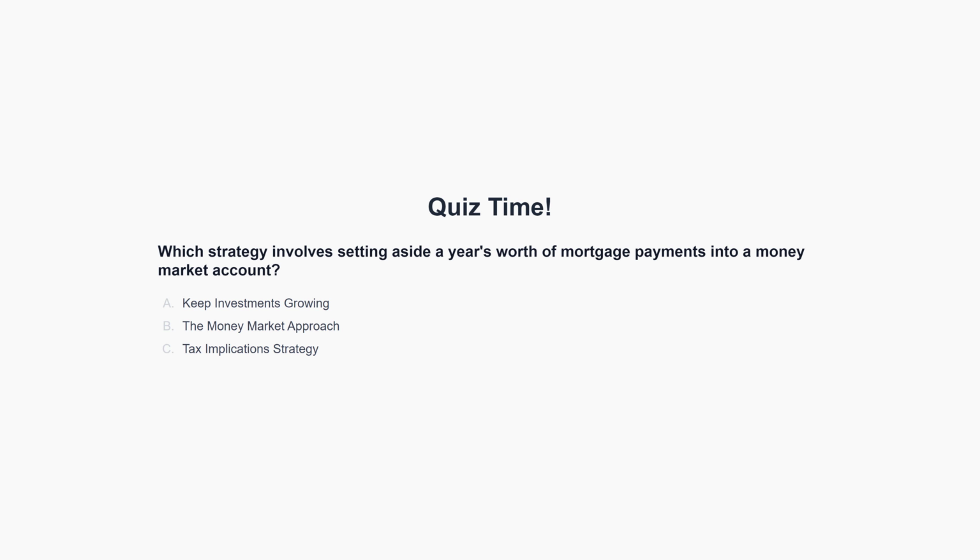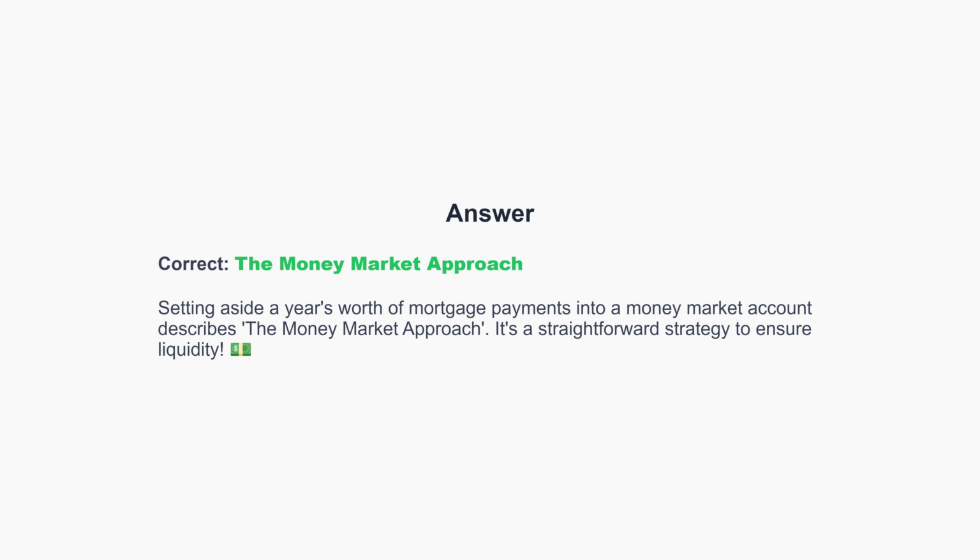It's quiz time. Here's your question. Which strategy involves setting aside a year's worth of mortgage payments into a money market account? Is it Keep Investments Growing, the Money Market approach, or Tax Implication strategy? You may pause the video now to think about the answer, and then we'll discuss the answer in the next section of the video. The correct answer is the Money Market approach.